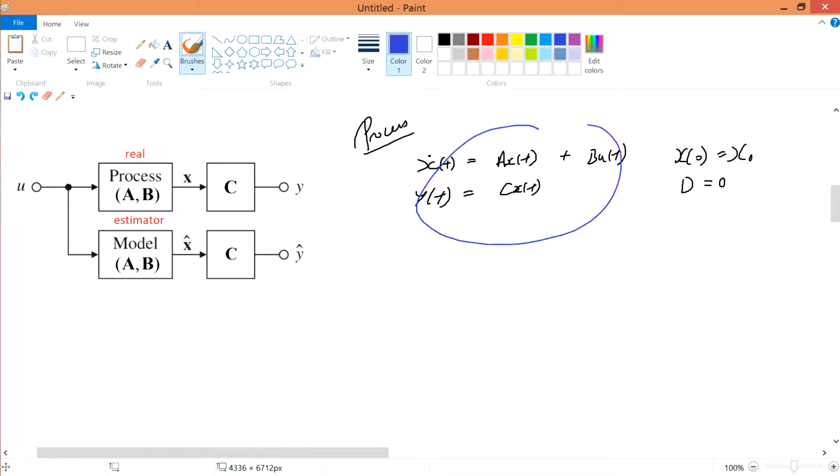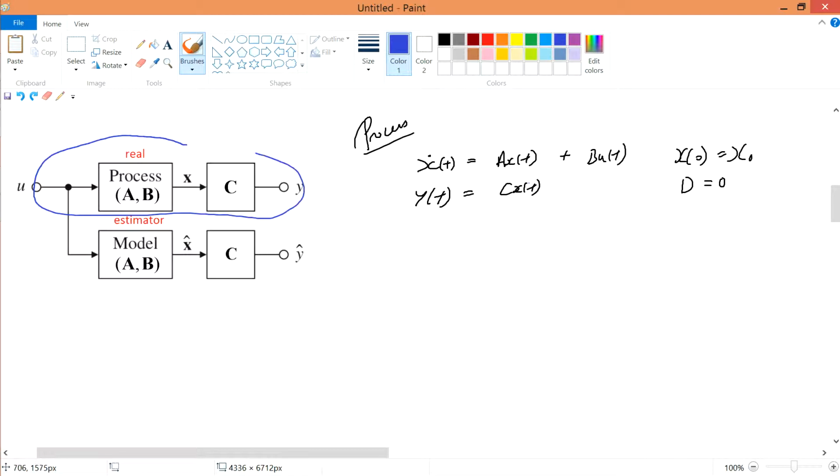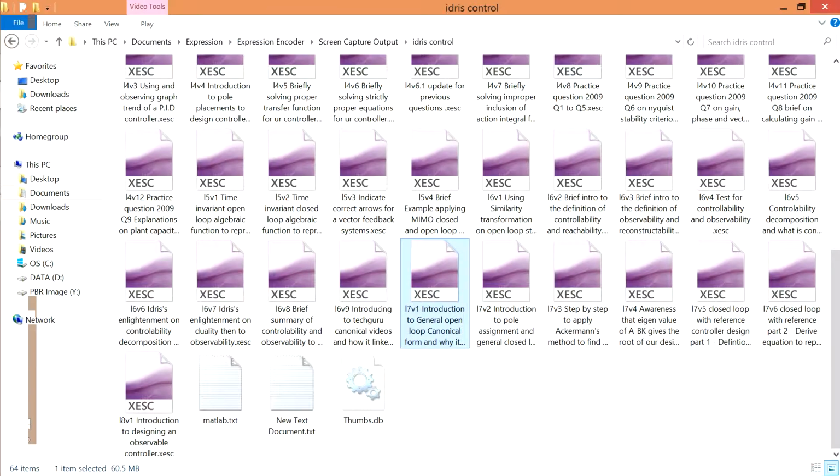These are very familiar, Ax plus Bu, and this over here describes the states of the system. Taking note that this is Cx plus Du, but because D is always equal to 0, therefore it is just plus 0. And the reason why D is equal to 0, I would suggest that you watch L8V2 for the general state space system.